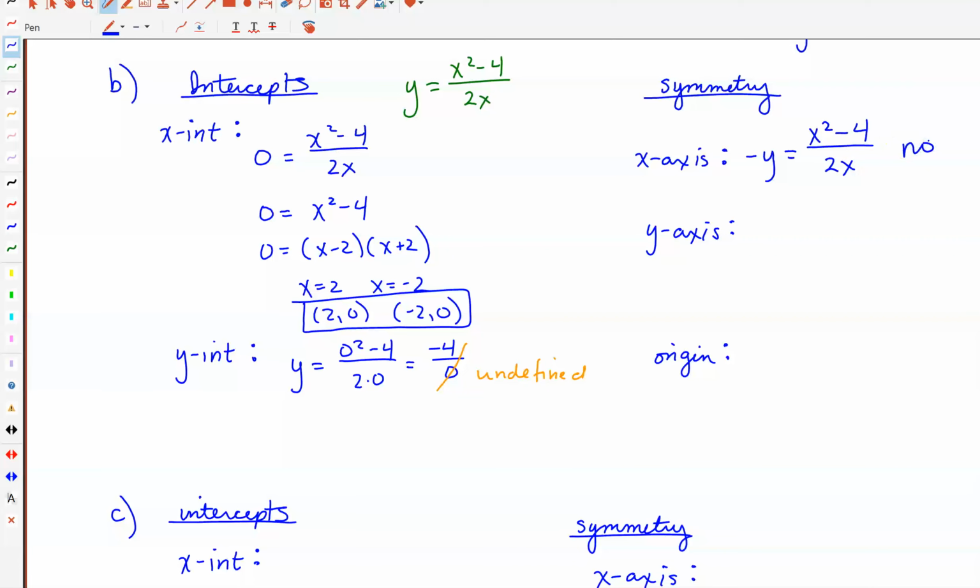For y-axis symmetry, we're going to replace x with negative x in the original equation. And cleaning this up, we're going to get y is equal to x squared minus 4 over negative 2x. And again, this does not match up to what I started with. I have this negative downstairs that I didn't have in the original problem. So nope, it will not have y-axis symmetry. So then finally for origin, we're going to replace y with negative y and x with negative x.